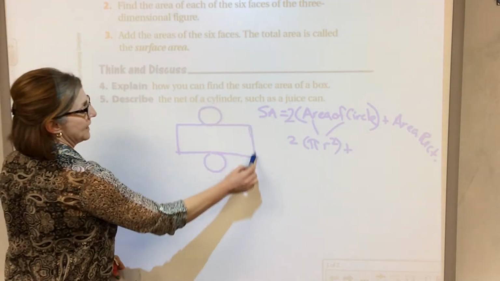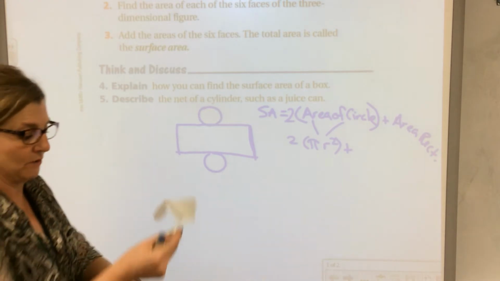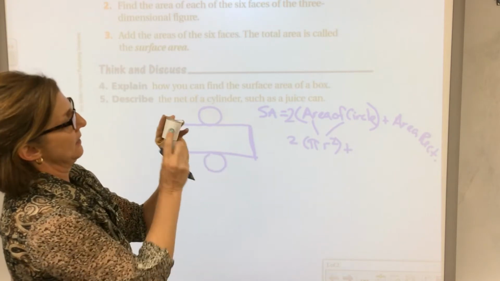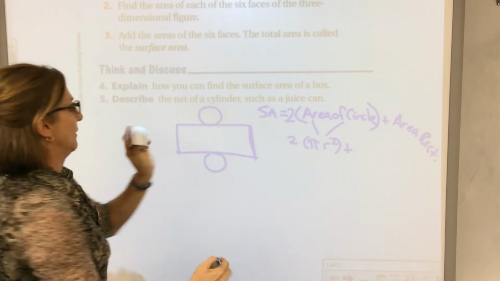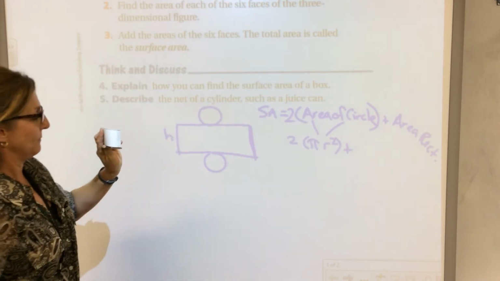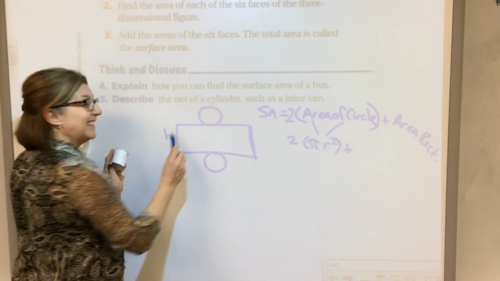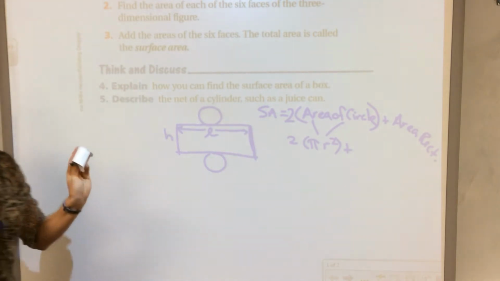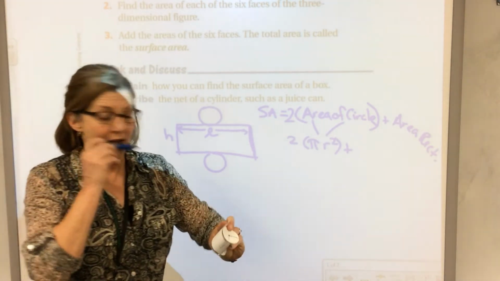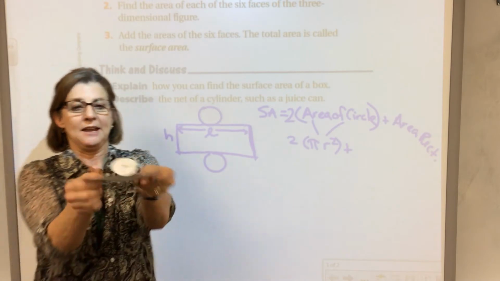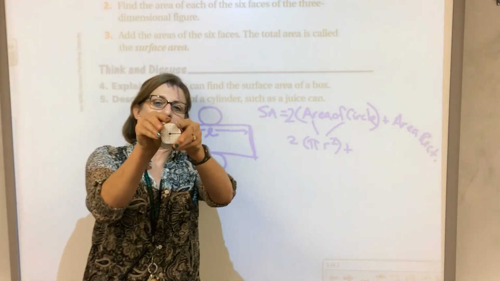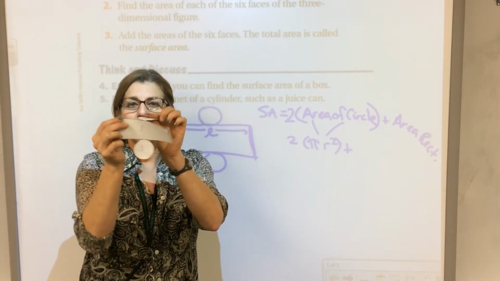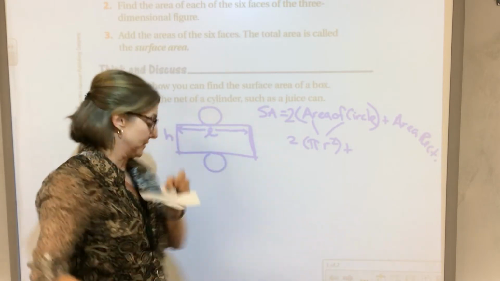Well, the area of the rectangle is going to be the height of the can. Okay, so if I look at my juice can right here, wrap it around, there's the height right there. So whatever the height is, I'm just going to put h. Then we've got to find the length here. Now the length from here to here, how do we find that? Well, if I take this rectangle, it wraps perfectly around the circle. Well, what's the distance around the circle? Circumference. So this length right here is the circumference of the circle.